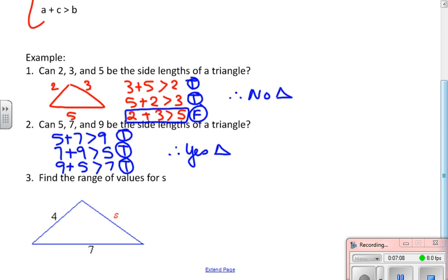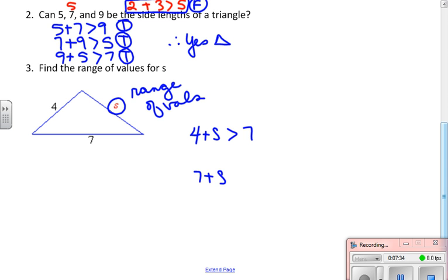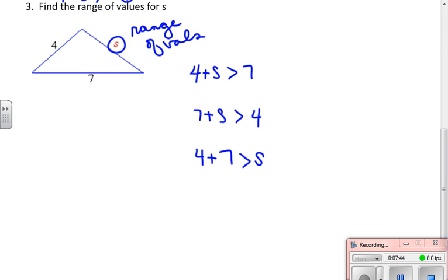Now the other thing we could do is find a missing length. And instead of finding a missing length, we're going to find a range of values, a minimum and a maximum. So if you're building a garden and 2 of your sides are dictated, how big or small could that third side be? So I set up my 3 relationships. 4 plus s has to be bigger than 7. 7 plus s has to be bigger than 4. And 4 plus 7 has to be bigger than s. So those are the 3 relationships from the theorem.